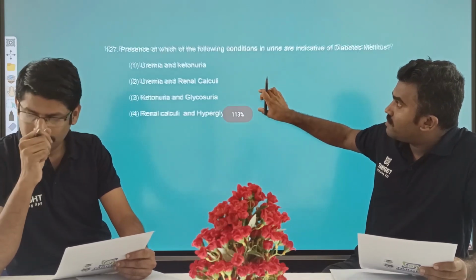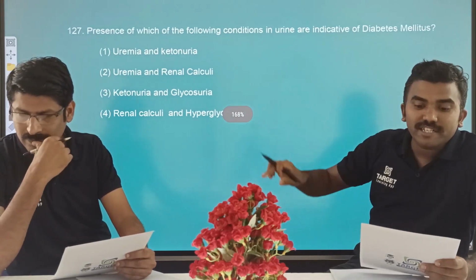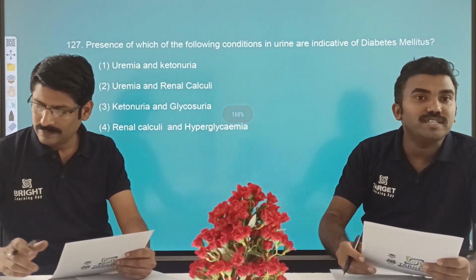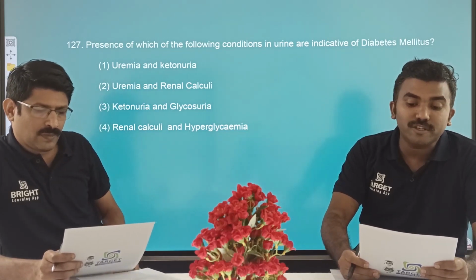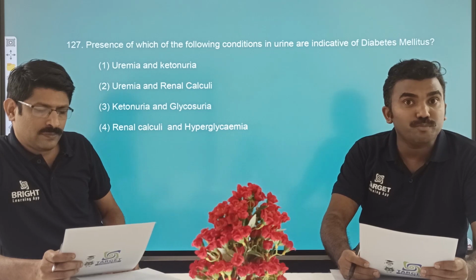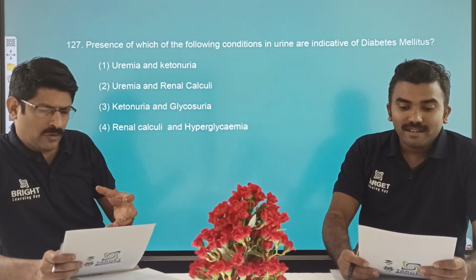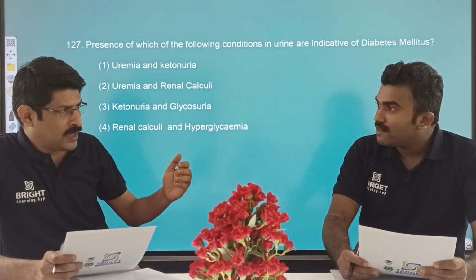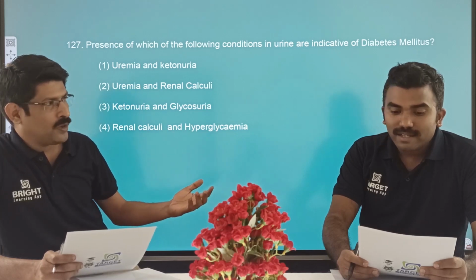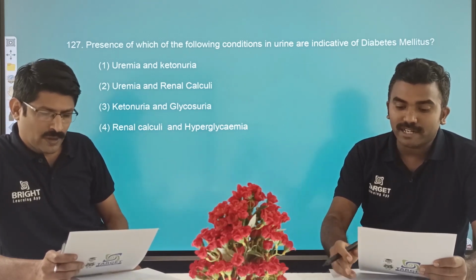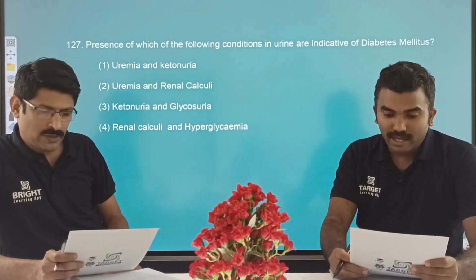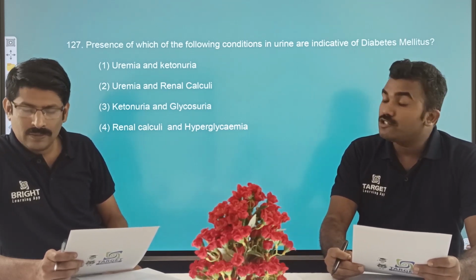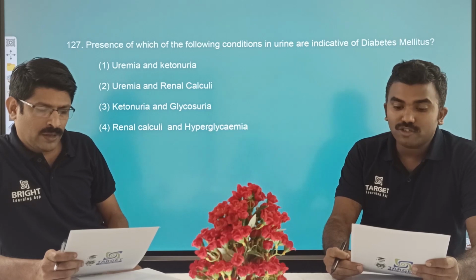Coming to the next one from human physiology, that is excretory products and their elimination. From this chapter, they asked one question like this: presence of which of the following conditions in urine are indicative of diabetes mellitus? That means sugar. This is exactly from excretory products and their elimination, from page number 298. They have given the answer as ketonuria and glycosuria.